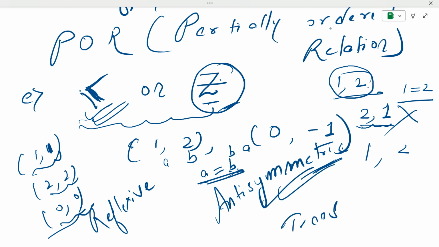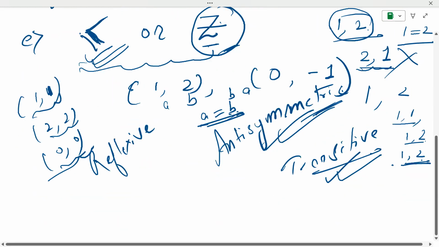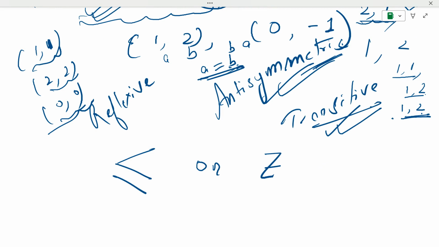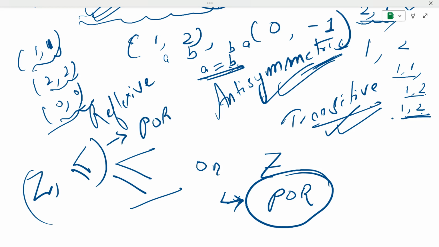Regarding transitive, transitive is also satisfied, because if we have (1,1) and then (1,2), then we can have (1,2), like this is a case of transitivity. But we can't have (2,1), so this is a transitive relation as well. So we can say that if we define the relation less than or equal to on Z, then this is a POR, partially ordered relation. This relation on Z is also written as (Z, ≤), and it is defined as a POSET, partially ordered set, on the integer set Z.